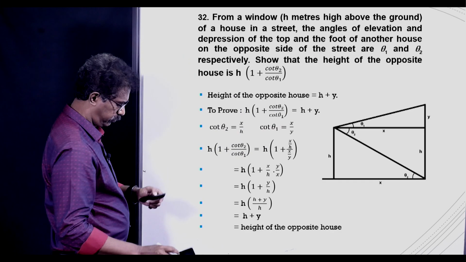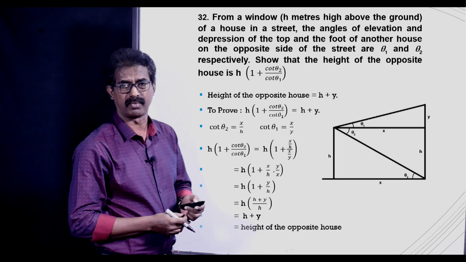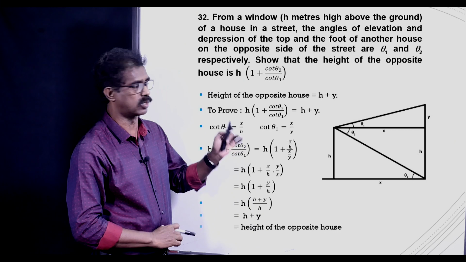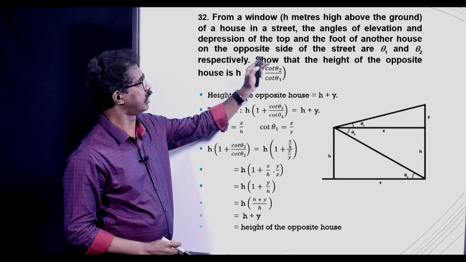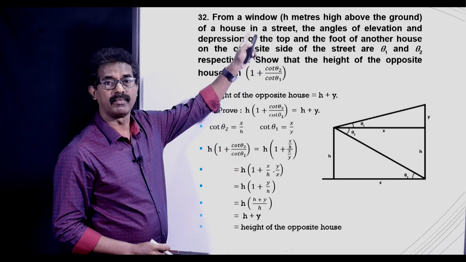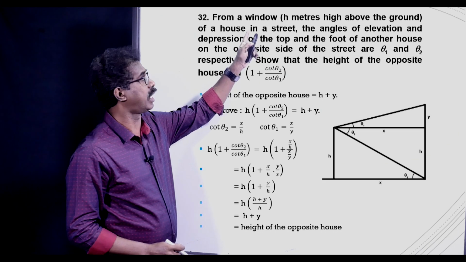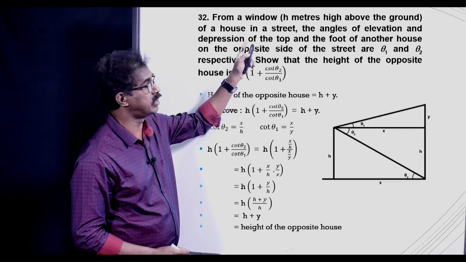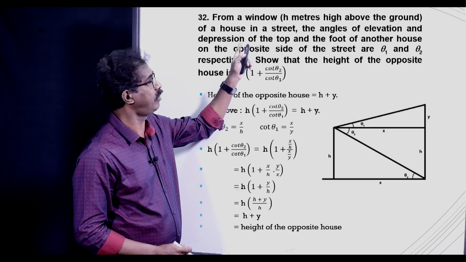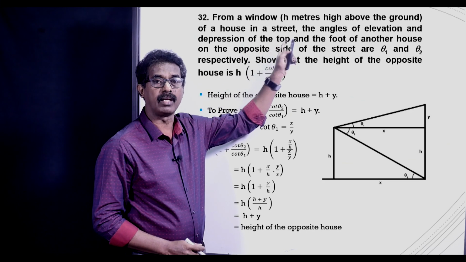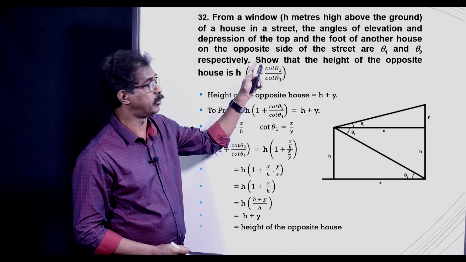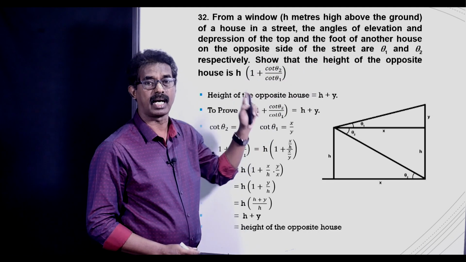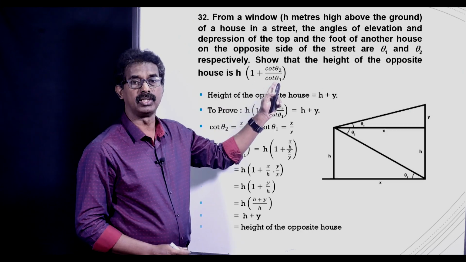One theory question. By seeing this, you may think it's a tough question. It's a very, very easy question. No calculation, nothing. Very easily you can do this question. Just read the question, try to understand what is given here. From a window, h meter high above the ground of the house in a street, the angle of elevation and depression of the top and foot of another house on the opposite side are given as theta 1 and theta 2. Show that the height of the opposite house is h into this one.